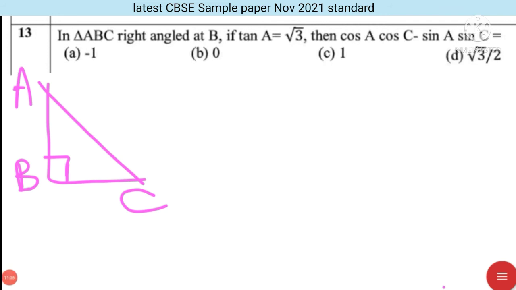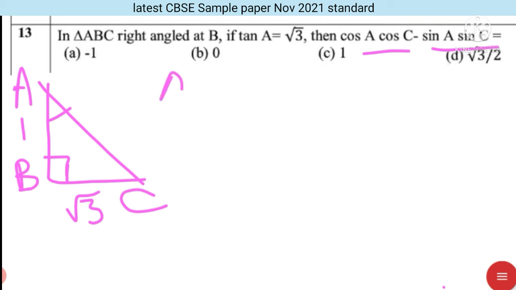In triangle ABC, it is right angled at B. So if tangent A is root 3, tangent A is root 3 means BC is root 3 and AB is 1, because tangent A will be BC upon AB. We are supposed to find cos A minus sin A sin C. So let us write down the values of cos A. Cos A is AB upon AC. So we need to find out AC for this.